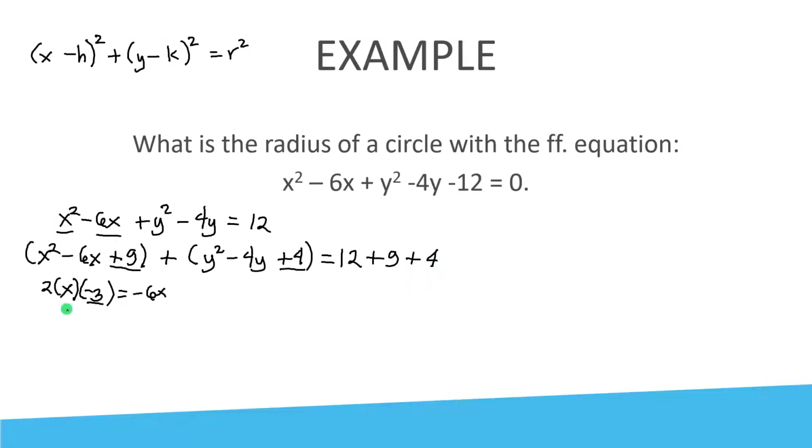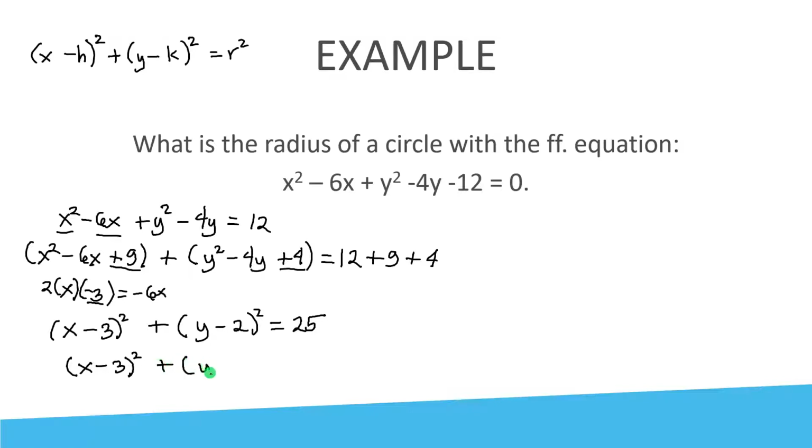So now, convert this into a square of a binomial: (x minus 3) squared plus (y minus 2) squared equals 12 plus 9 plus 4. That's 25. So (x minus 3) squared plus (y minus 2) squared equals 25, which is equivalent to 5 squared.